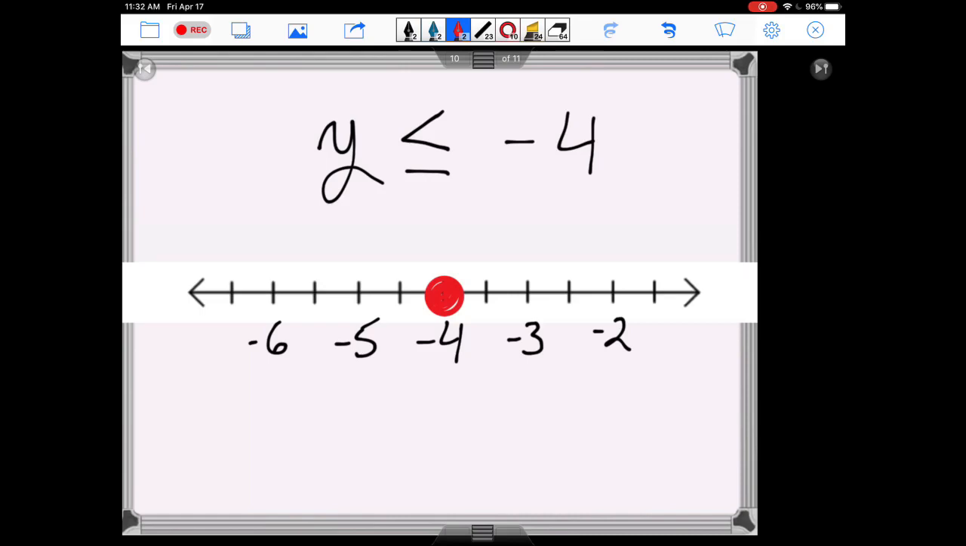And then it says y is less than or equal to -4. So remember with negatives, again, things are kind of backwards. Think about temperature. Hey, what is colder, -2 or -6? Well, -6 is colder. It's less than. So when we're going less than, we need to go in this direction. So there's our graph for y is less than or equal to -4. Okay. One more example.